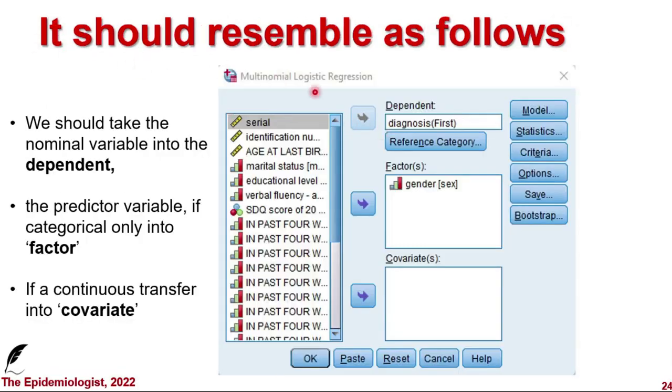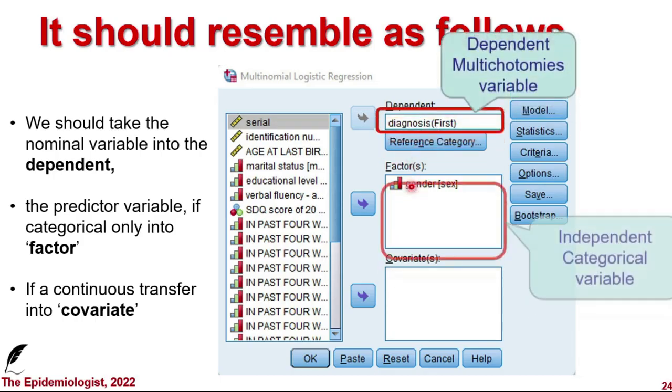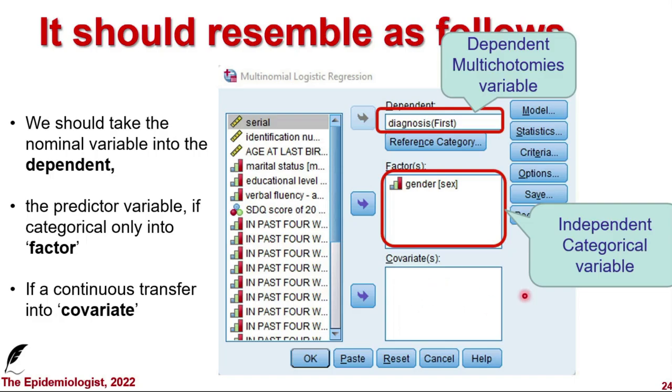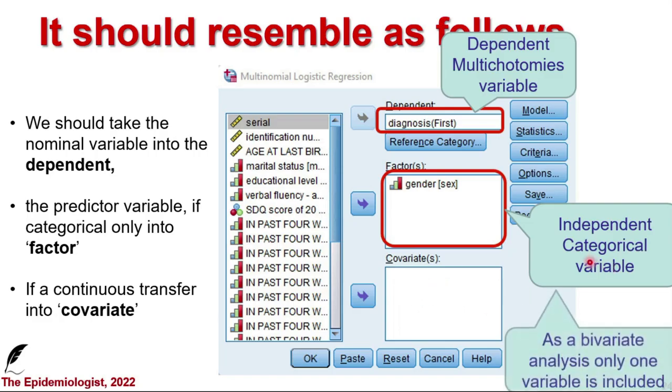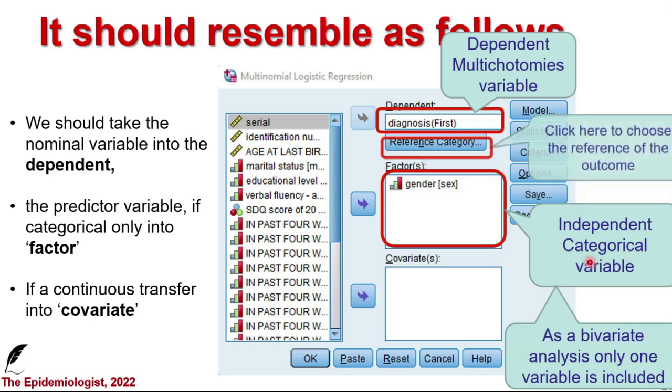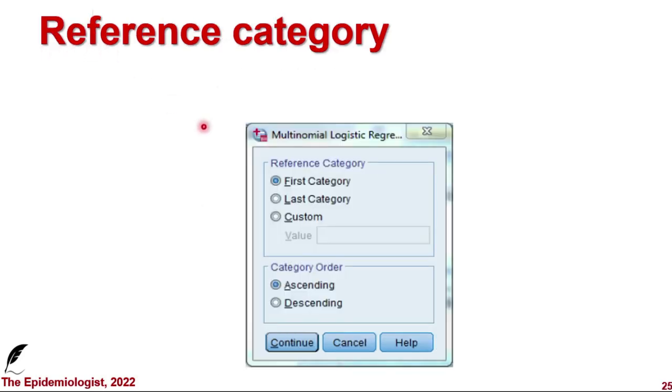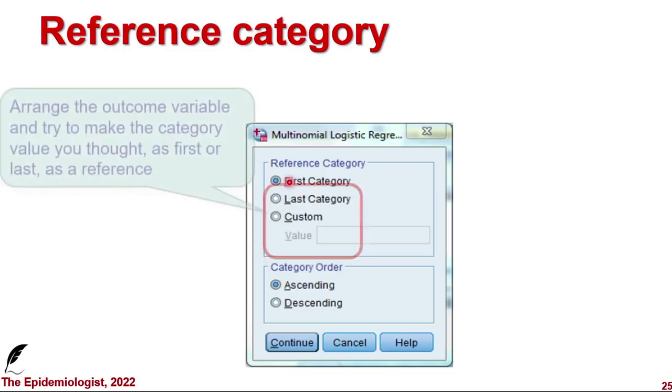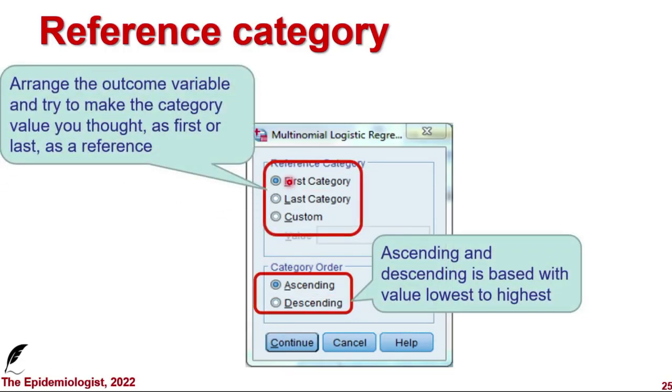We should put the nominal outcome variable into the Dependent box, then the categorical predictor variable into the Factor(s) box, or the continuous variable into the Covariate(s) box. Finally, click on Reference Category. Click on the first category marker to select the control as the reference category, whether it is in the first row or the last row, and then click Continue. If you do not specify it, the procedure will automatically choose the last category by default. It would be best to treat each outcome category in either ascending or descending order.